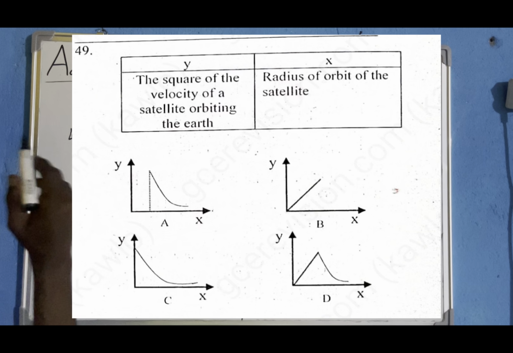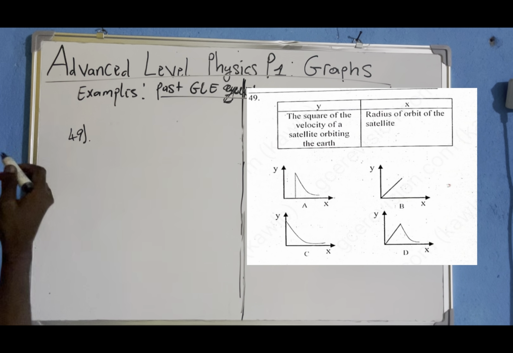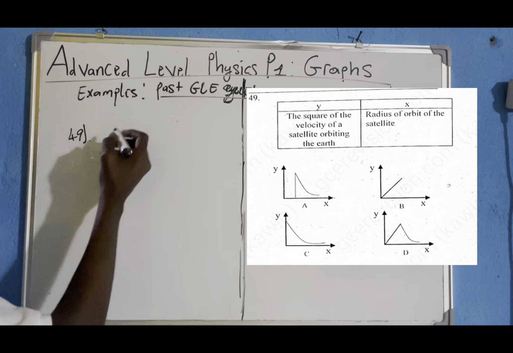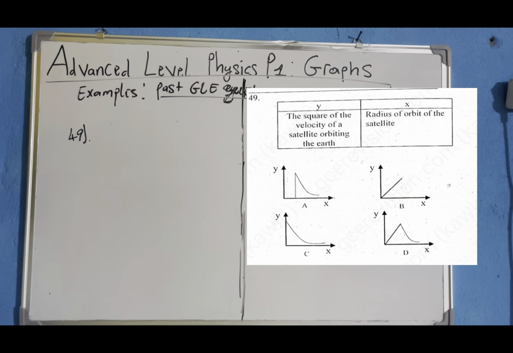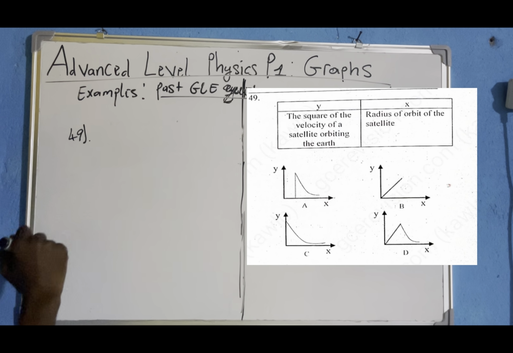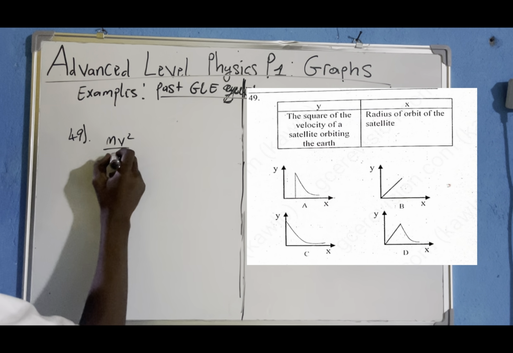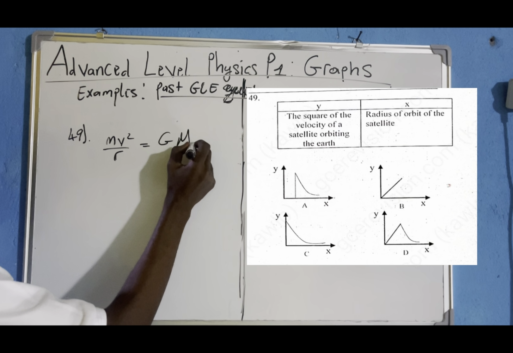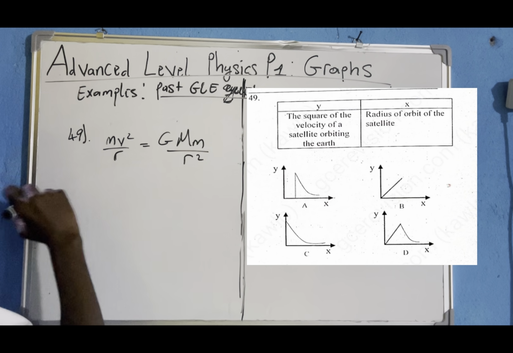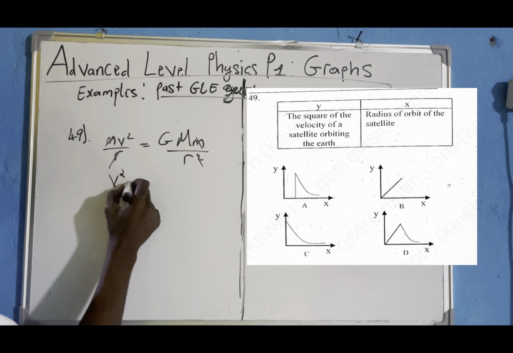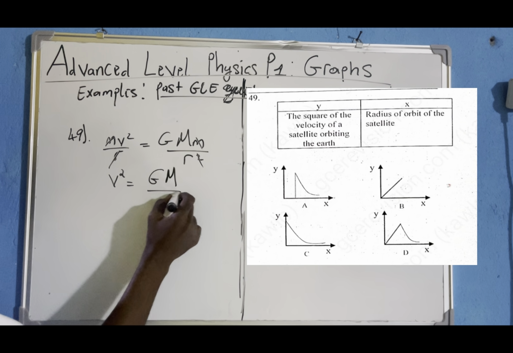If you don't know the formula, then you can derive it. Any object orbiting the Earth should have a centripetal force balancing what? The gravitational pull of the Earth on it. So mv square all over r should be equal to GMm all over r square. Cancel m and one r, so that v square is simply equal to GM all over r.